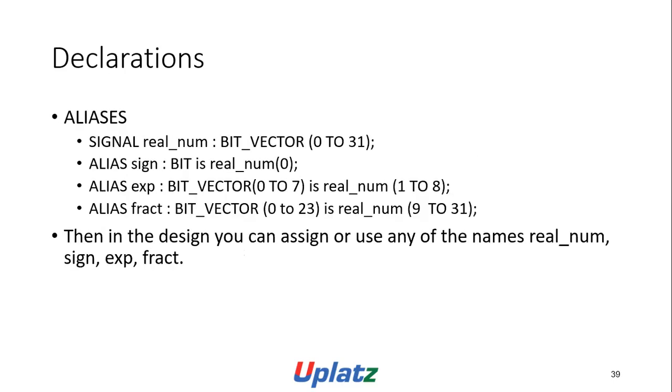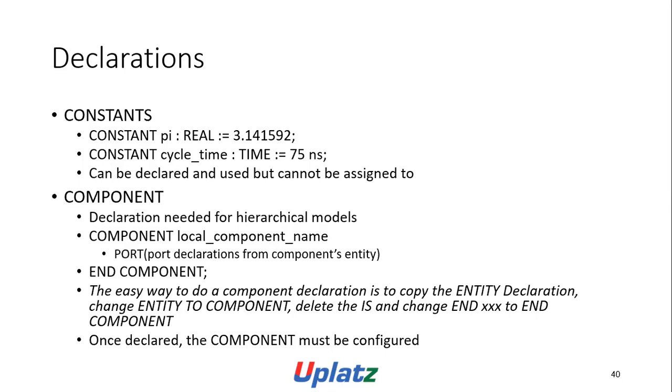Alias: signal real_num bit_vector 0 to 31. Alias sign of the signal, bit is real_num 0. Alias exp, bit_vector 0 to 7, is real_num 1 to 8. Alias fract, bit_vector 0 to 23, is real_num 9 to 31. Then in the design you can assign or use any of the names real_num, sign, exp, fract.